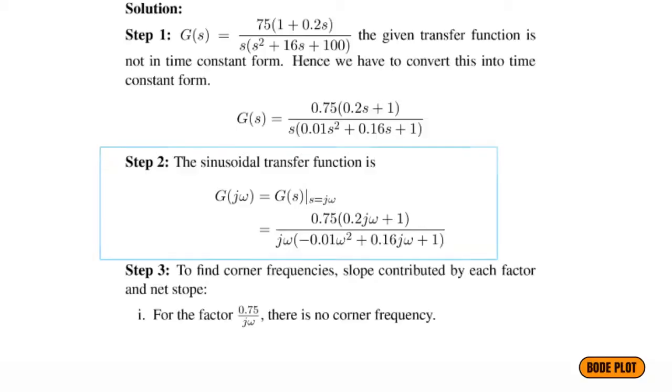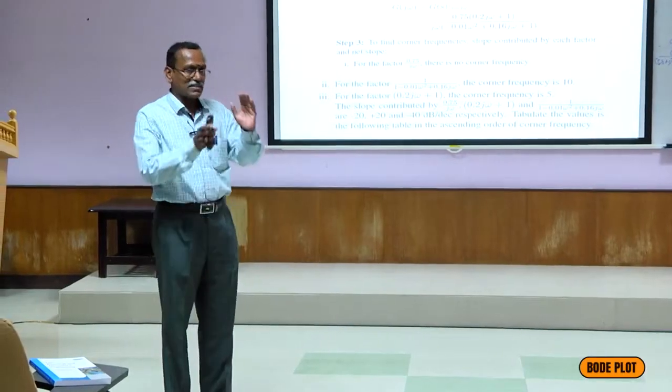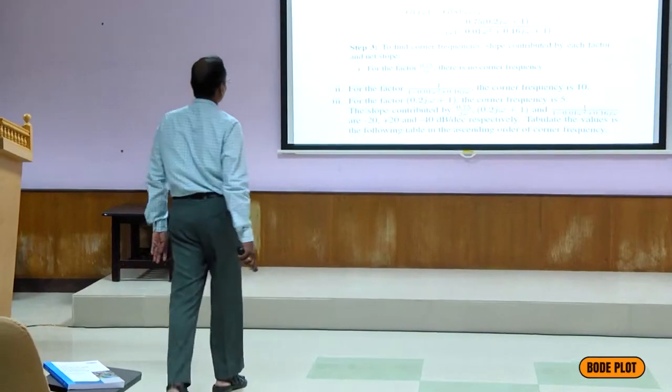The second step is to replace s by j omega to get the sinusoidal transfer function. Then we have to find the corner frequency, the slope contributed by each factor and the net slope. We have to fill the table. For that, we consider each factor separately.